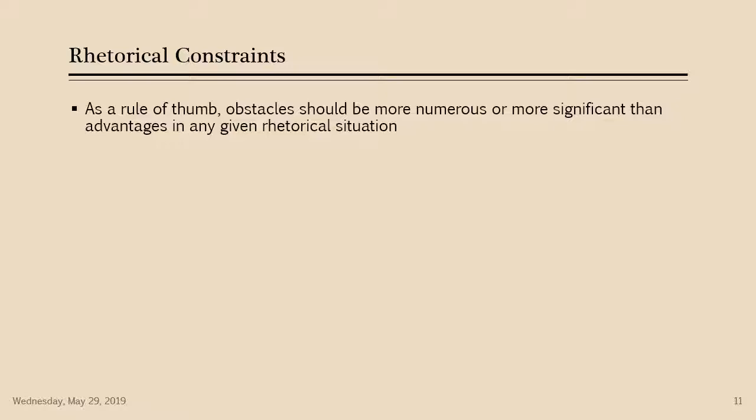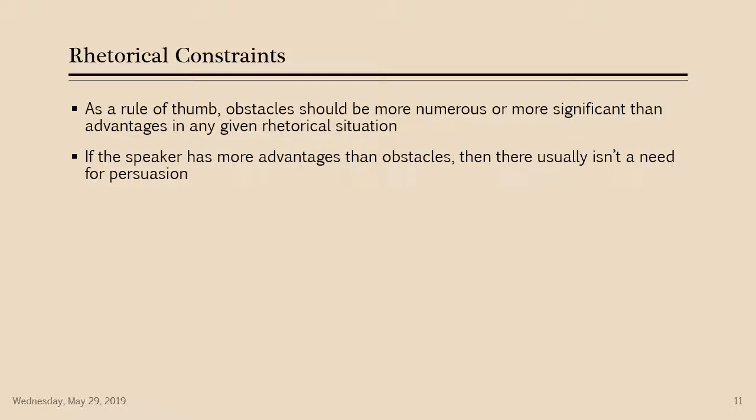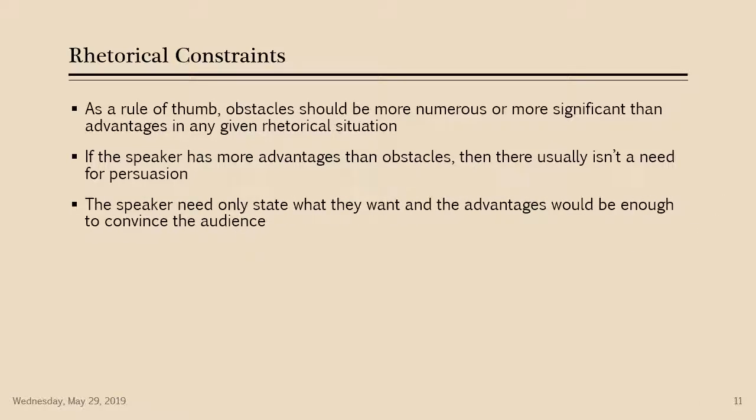As a rule of thumb, when you're examining a rhetorical situation, you're going to find more obstacles than advantages. And this really makes sense because any situation that requires persuasion means that there are certain things getting in the speaker's way. If the speaker somehow had more advantages than obstacles, then there really wouldn't be a need for persuasion. The speaker would need only state what they want, and the advantages would be enough to convince the audience. So when we're studying a piece of persuasion and we're looking at that rhetorical situation, it's natural for there to be more obstacles within the rhetorical constraints than advantages.